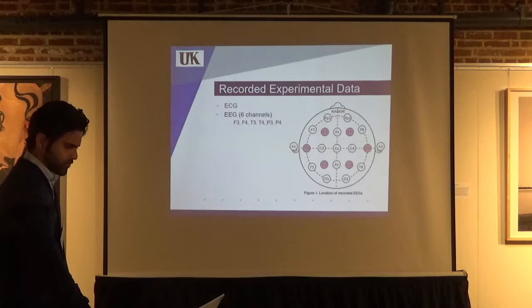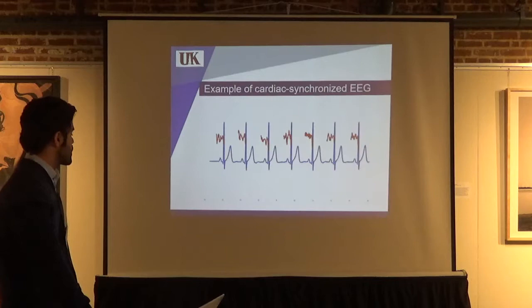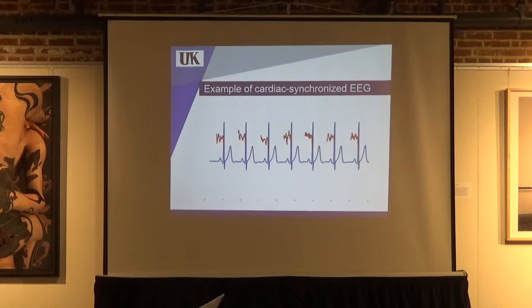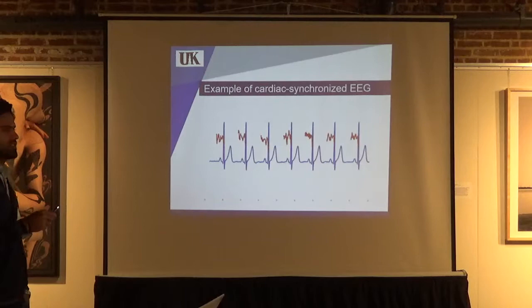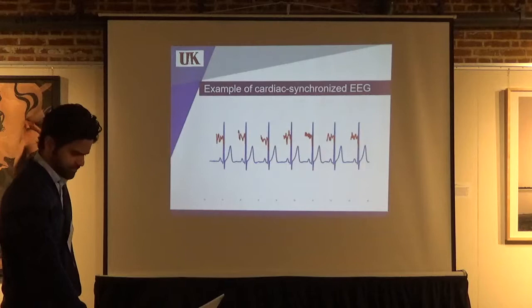For data, we recorded ECG and 6 channels of EEG. As an example, it is shown here that the red curves are the cardiac synchronous EEGs and the blue curve is the ECG. The cardiac synchronous EEG is just the segment of EEG that is synchronous to one portion of the cardiac cycle. Here we use the pre-RP segment of the EEG.